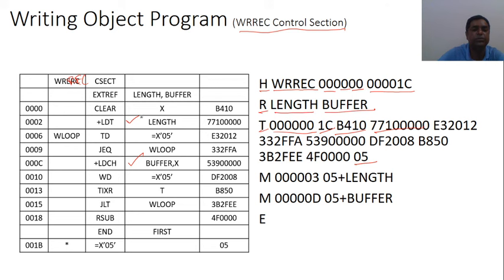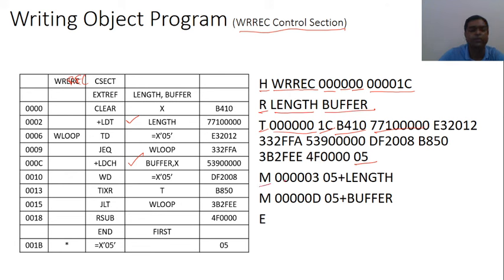And so you can see in this case only two modifications are required. One is at this place, another is at this place. What will the modification be? In this case, we have to add the value of LENGTH in the 5 half bytes here, because this is a format 4 instruction. Here also in the 5 half bytes we have to add the value of BUFFER. So we have to write now the modification record.